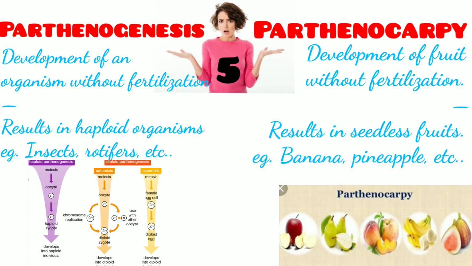While parthenocarpy is development of fruit without fertilization which results in seedless fruits like banana. Now how to remember it? If you look at the word parthenocarpy, it ends with the word carpy, that is maybe related to carpel. And where is carpel present? In flowers, and flowers are present in plants. So the mechanism that is related to the plant species like banana, pineapple, etc. will be called parthenocarpy, whereas those related to organisms like animals will be called parthenogenesis.